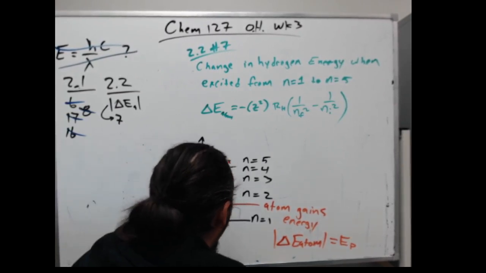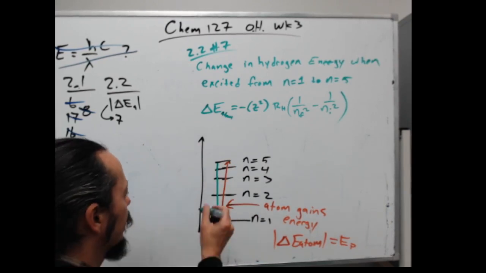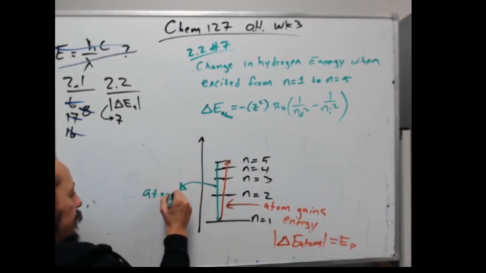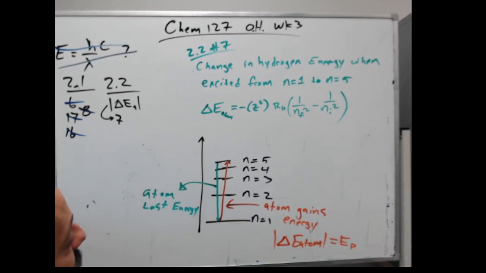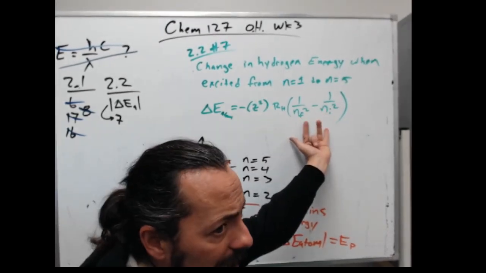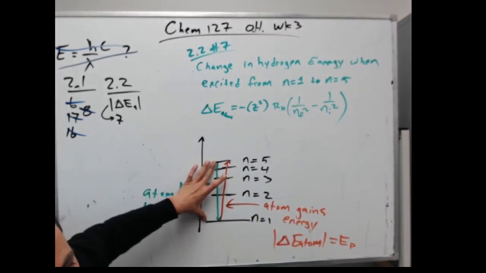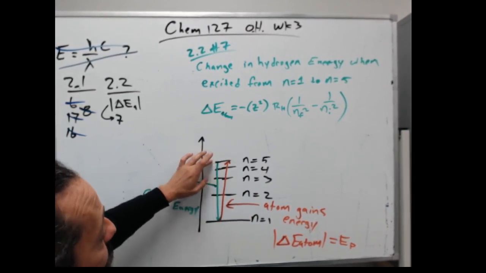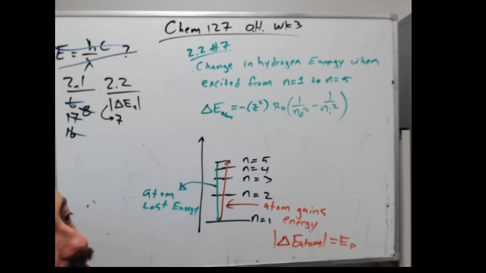If we were dealing with an atom losing energy, going the opposite direction, notice that the magnitude is going to be the same value. So whatever number we calculate, whether we do the difference between 5,1 and 1,5, gaining energy and losing energy is going to have the same magnitude, but a different sign. The photon, though, when this atom loses energy, it loses energy by emitting a photon. The photon still ends up with positive energy.